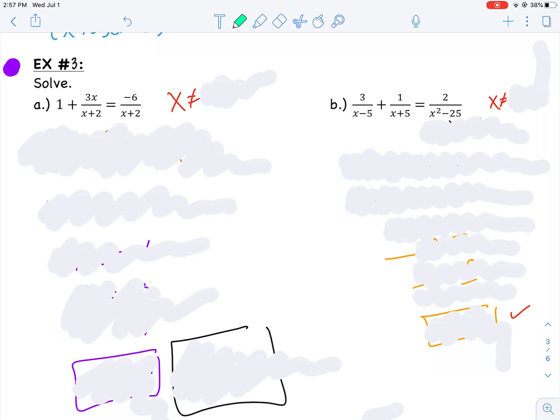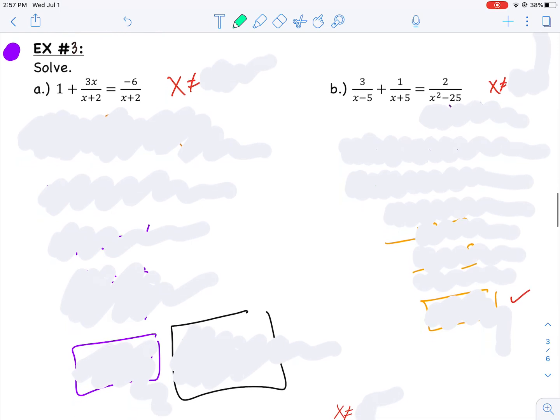Alright, let's do one more example of solving rational equations. This is example number 3 in 6.6. And then in the next video, I'll have you guys try some. So in example number 3, it asks us to solve.